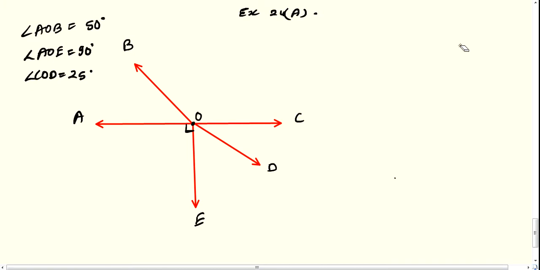Then some angles are given to us, just like AOB is 50 degree, so this is your AOB, right? 50 degree. Then AOE is 90. This symbol indicates the value of this angle is 90 degree. Then COD is 25. Now we have to find angle BOC, that means this angle we have to find.